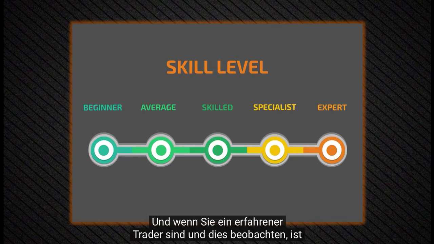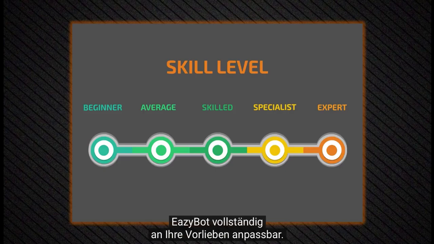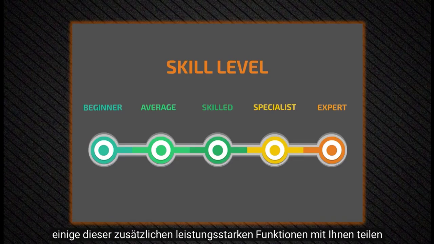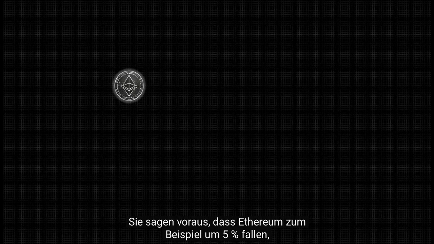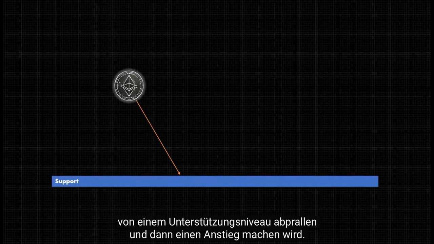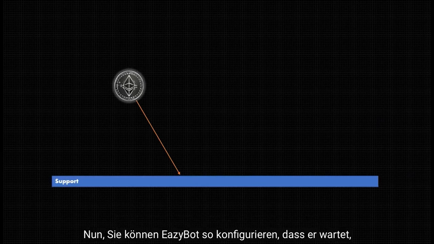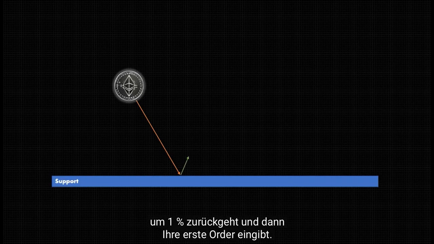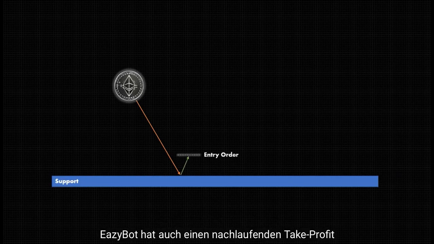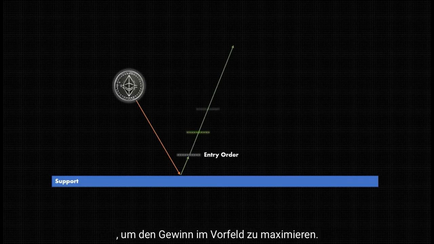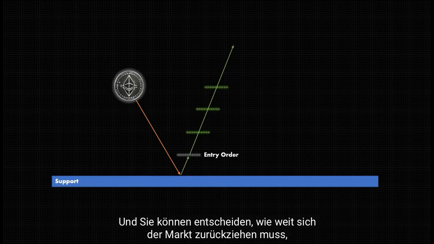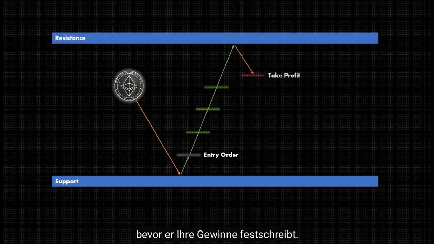And if you're an experienced trader watching this, Eazybot is fully customizable to your preferences. And let me quickly share with you some of those additional powerful features that are at your disposal. As an example, let's say you've done your own technical analysis. You predict that Ethereum, for example, is going to drop 5%, bounce off a support level, and then do a run-up. Well, you can configure Eazybot to wait for the market to fall 5%, retrace 1%, and then enter your initial order. Eazybot also has a trailing take profit to maximize profit on a run-up, and you can decide how far the market has to pull back before it locks in your profits.